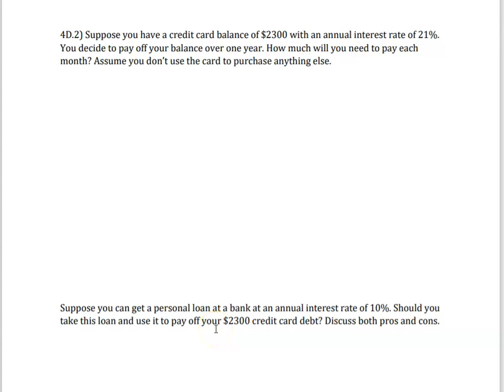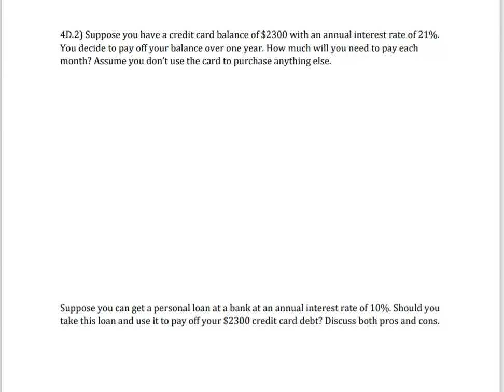Okay, so this is the second part of Section 4D, Chapter 4, Section D. We're going to discuss the second part. And so, first problem says, suppose you have a credit card balance of $2,300 with an annual interest rate of 21%. And you decide to pay off your balance over 1 year. How much will you need to pay each month? Assume you don't use the card to purchase anything else.